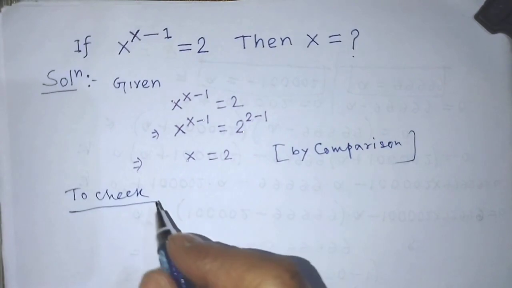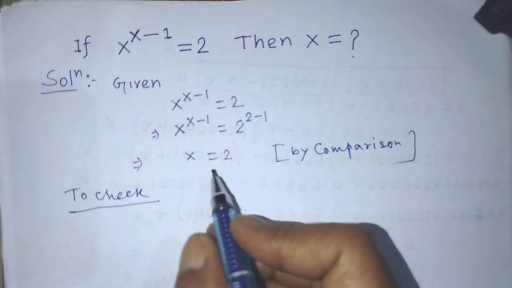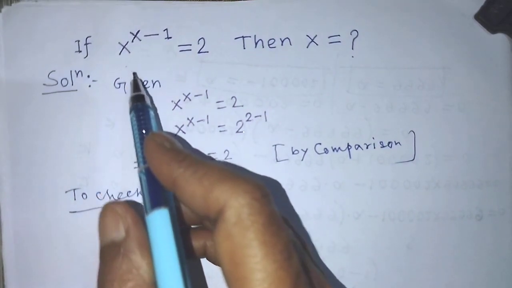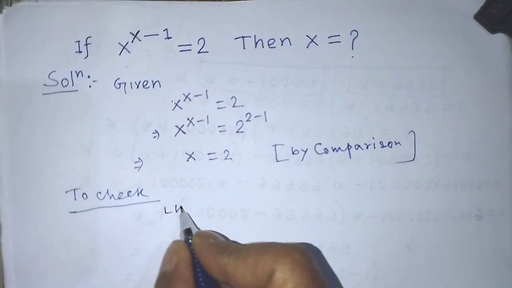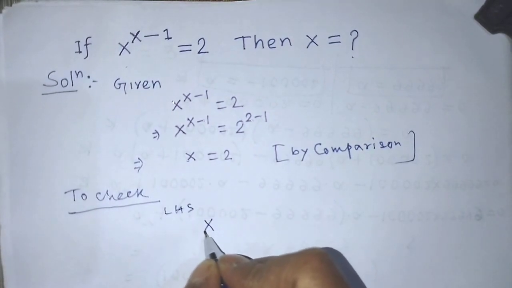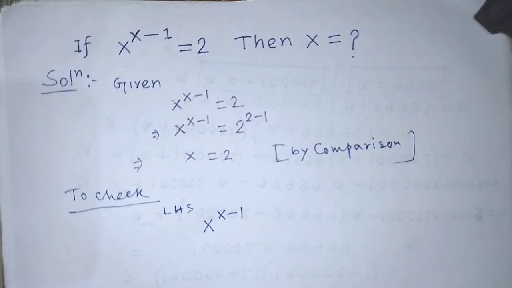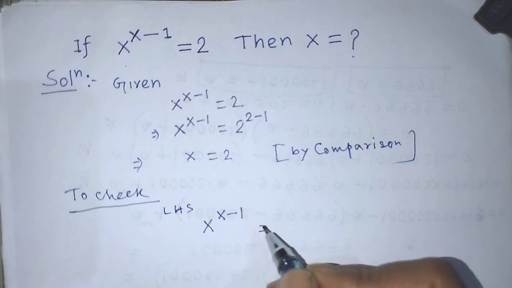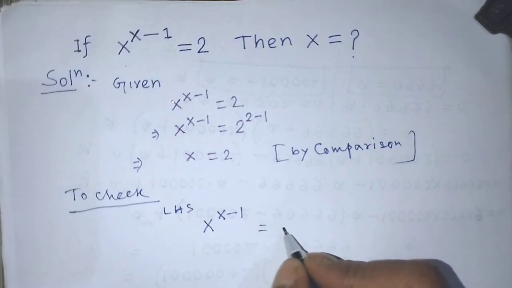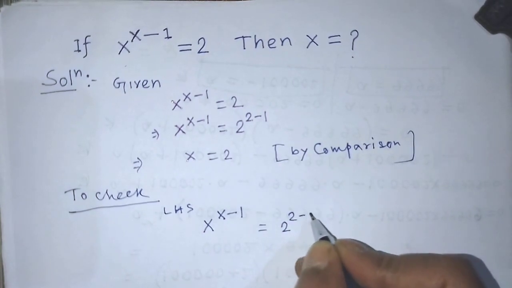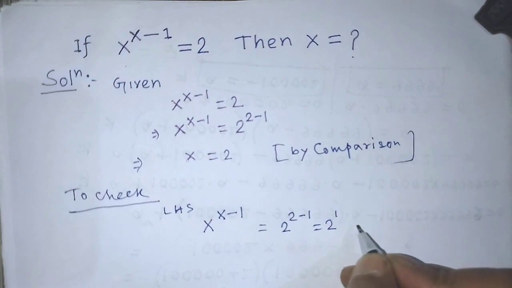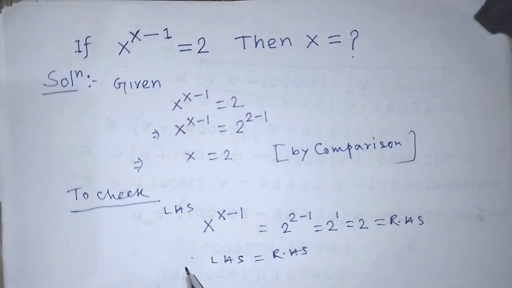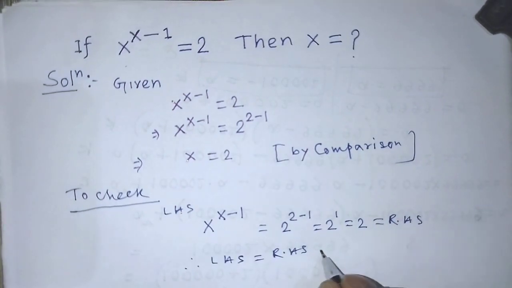So student, to check this solution, we have to put the value of x is equal to 2 on the left hand side of the given equation. So student, the left hand side of the given equation is x to the power x minus 1. So if you put the value of x is equal to 2 in this exponential form, then you can write in here 2 to the power 2 minus 1, that is 2 to the power 1 is equal to 2, which is the right hand side. So student, left hand side is equal to right hand side, proved.